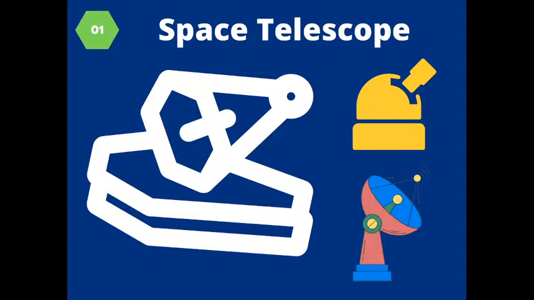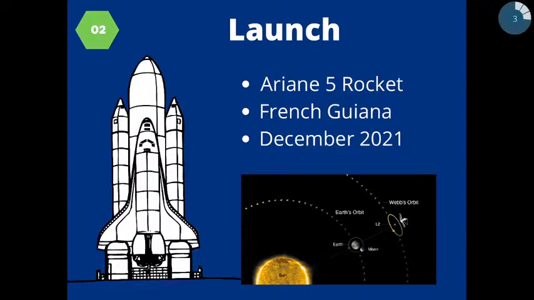Okay, next slide. Yes, both. So this space-based telescope was launched in December 2021. Where was it launched from? It launched from French Guiana. French Guiana is one location in Latin America. Did you hear this name, French Guiana?